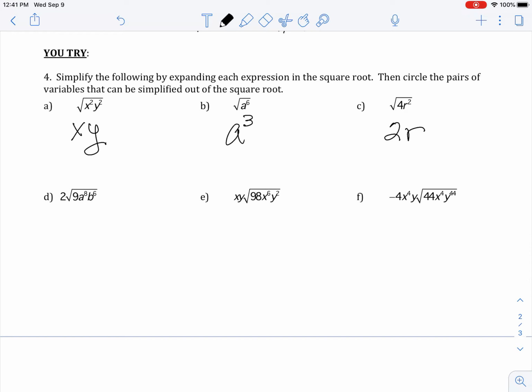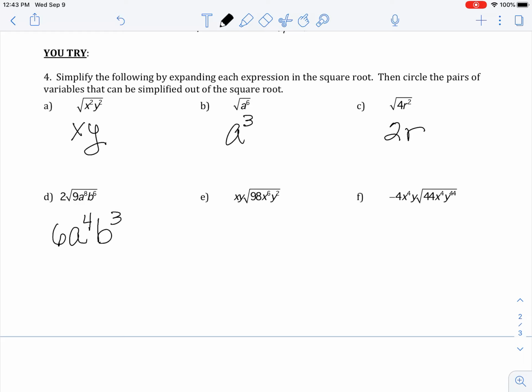For D, root 9 is 3, multiplies the existing 2, that's 6. A to the 8th becomes a to the 4th. So again, the shortcut is to just divide that exponent by 2 because you're looking for pairs. B to the 6th becomes b to the 3rd when you square root it.